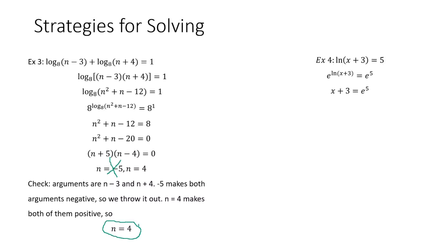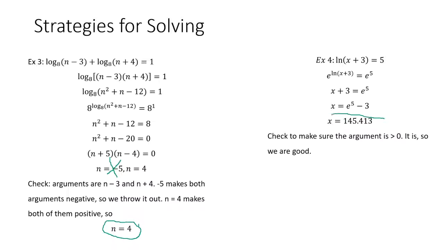Now, I don't know what e to the 5th is. I definitely need a calculator here. But notice I haven't touched my calculator yet. You don't want to touch your calculator until the very last step. I still need to subtract that 3. Now I put it in my calculator. And I want to check to make sure that the argument of x plus 3 is greater than 0 when I substitute in 145.413, and it is, so we are good. So this is definitely our answer.